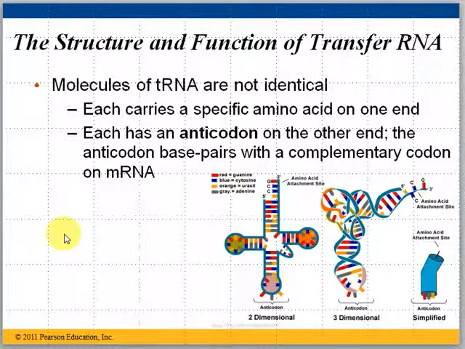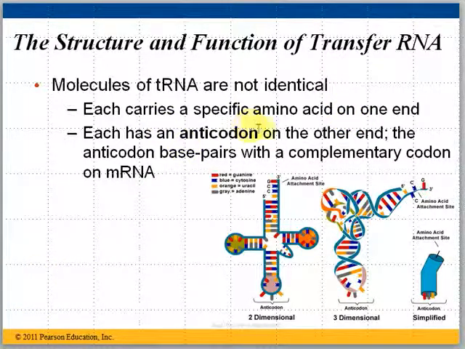Now you may have noticed that I said that the messenger RNAs are particular for one amino acid. So, I'm sorry, the transfer RNAs. Back that up. The transfer RNAs are particular for one amino acid. Each molecule of transfer RNA is not identical to every other molecule of transfer RNA. Each one only picks up and carries a specific amino acid.